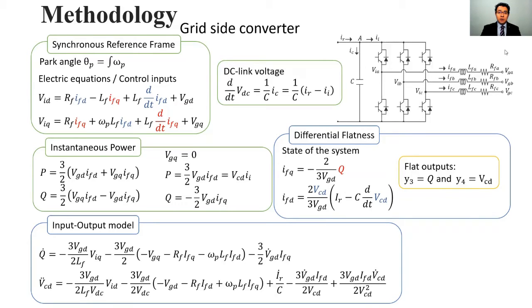Employing the system equations and those of instantaneous power, we observe that the phase variables, as well as the control inputs, are a function of the DC link voltage and the instantaneous reactive power. Then, this system qualifies as differentially flat, with the DC link voltage and the instantaneous reactive power as flat outputs. The input-output model is just given by these equations.